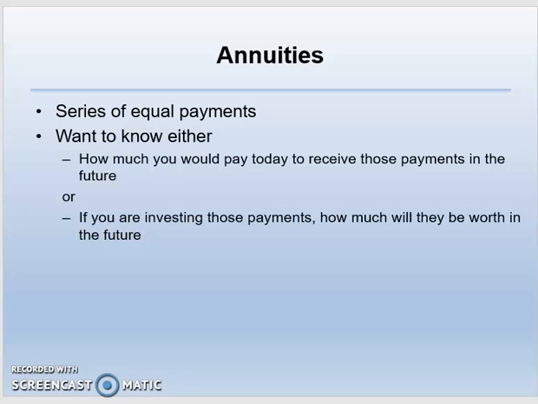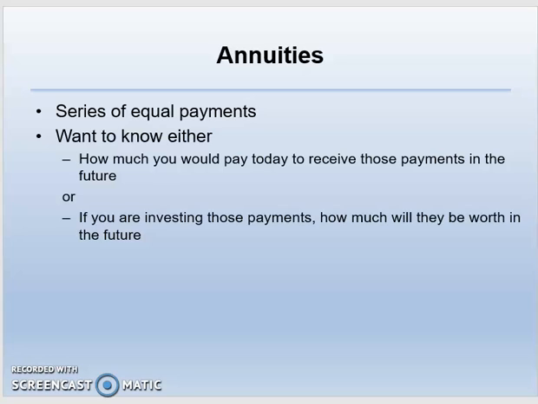We turn now to the topic of annuities. Annuities are a series of equal payments. That sounds pretty simple, and I'm just reading this. It's payments on a regular basis that you might get. Think about retirement payments. Think about mortgage payments.